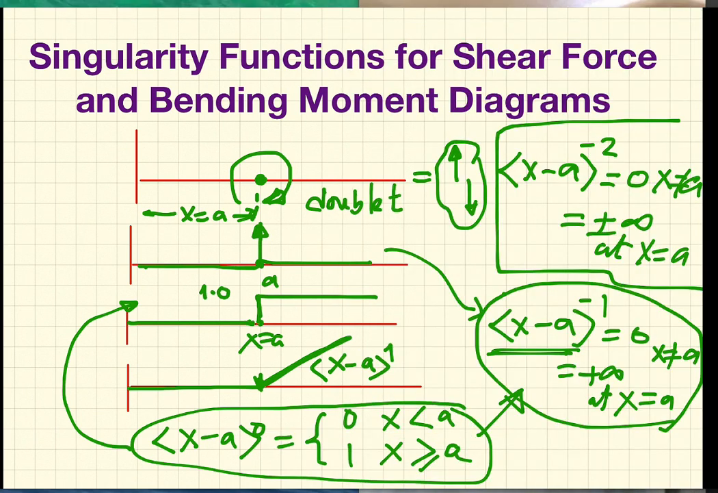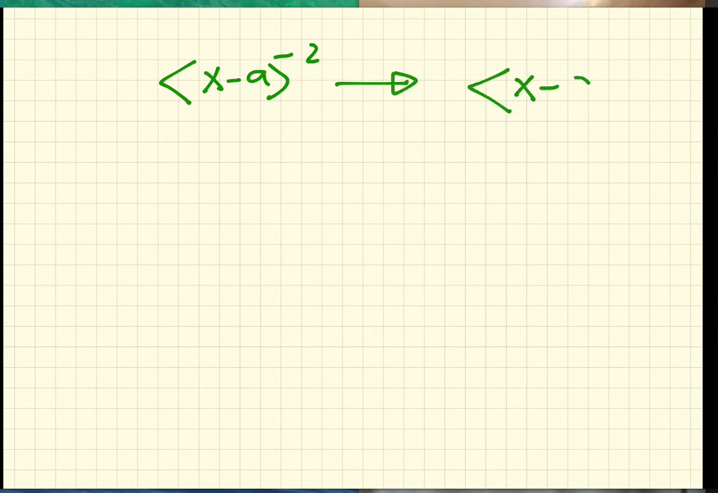So if we look at the applications, note that if I integrate (x minus a) to the power minus 2, all I have to do is change the power from minus 2 to minus 1 and do an interpretation. The interpretation is that it is 0 everywhere except at x equals a, and it's basically a concentrated load.